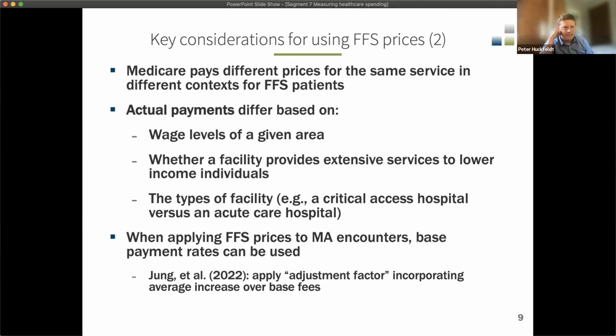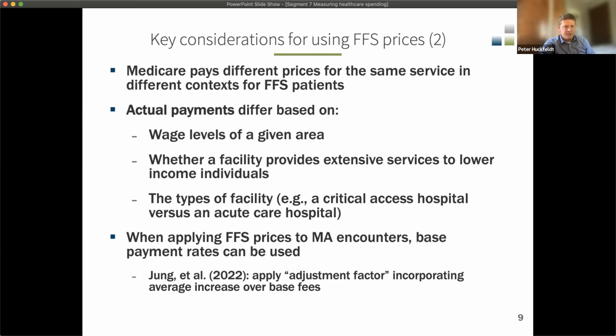So for example, the actual payments that Medicare is paying providers may vary based on the wage levels in a given area. There are different payments, for example, to hospitals that serve more lower income individuals. And even different types of hospitals have different types of payments. So critical access hospitals are receiving cost-based reimbursement, whereas acute care hospitals are receiving prospective payments. And so the one question is how do you account for these different levels of payment across different facilities that are the same type of facility, but their wages differ, for example.